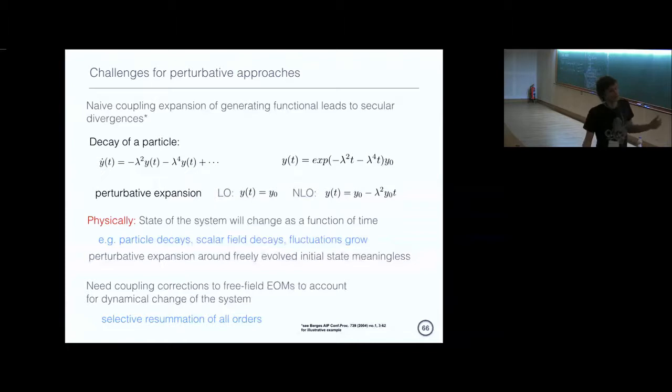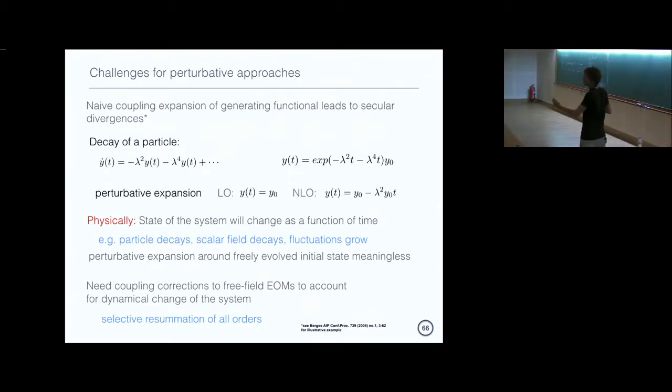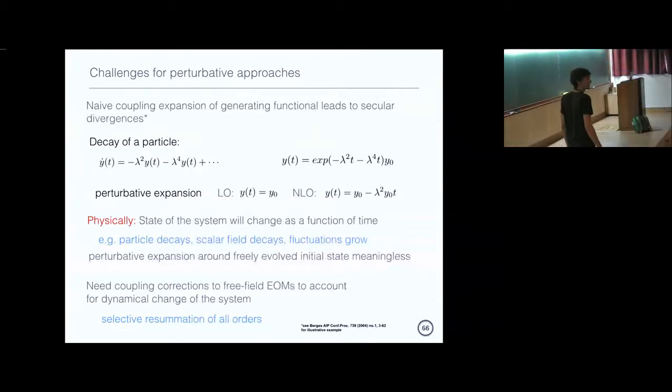Now I can solve this, and I get an exponential decay in time. So my particle number will decrease as a function of time, and life is beautiful. Now, if I were to do a naive expansion in the coupling, what would I do? At leading order, I would ignore everything on the right-hand side, so I would just have y dot of t is 0, which gives me a particle number that is just constant.